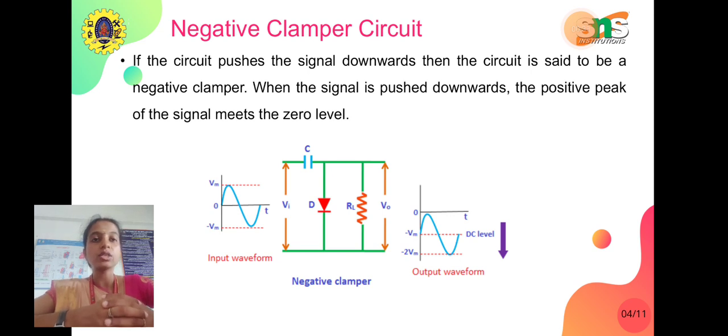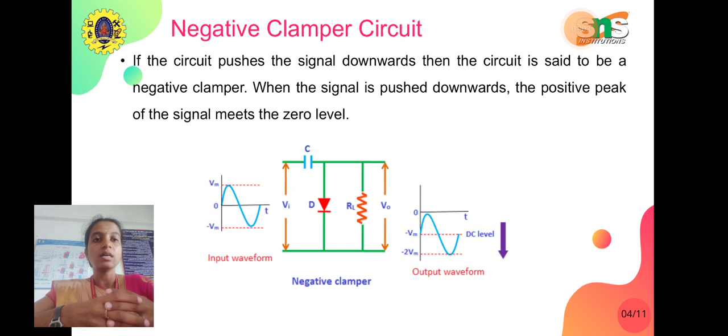If the circuit pushes the signal downwards, then the circuit is said to be a negative clamper. When the signal is pushed downwards, the positive peak of the signal meets the zero level.